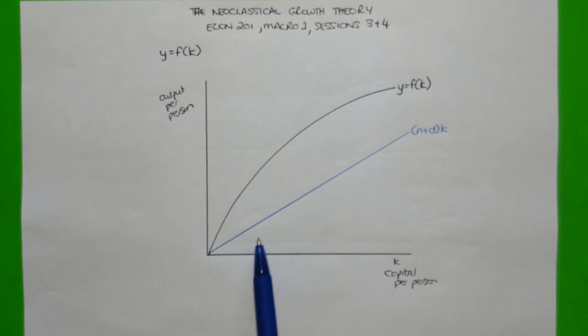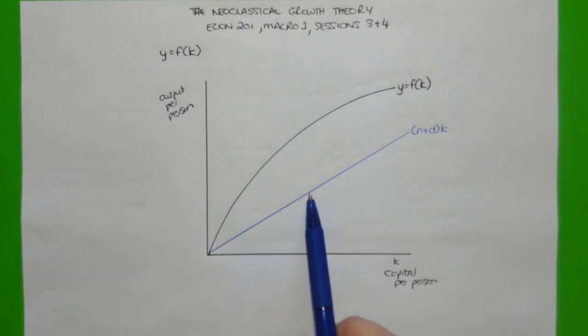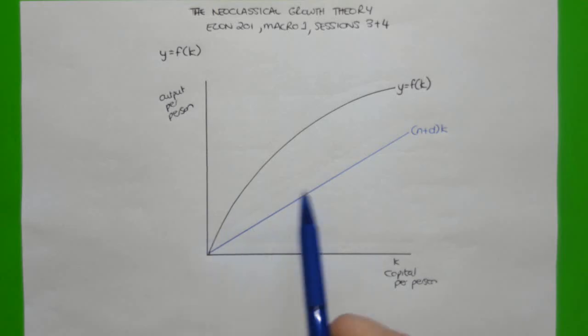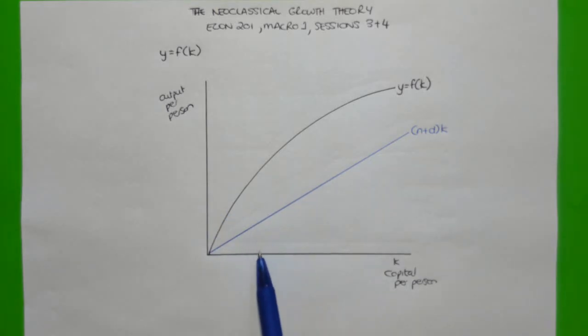The investment requirement line is positively sloped. It tells us that for any given amount of capital stock per person, there needs to be a certain amount of investment per person taking place in order to maintain that level of capital stock per person. In addition, the investment requirement line tells us that if we wanted to increase our capital stock per person, we would need to have an increase in investments per person in order to be able to do this.